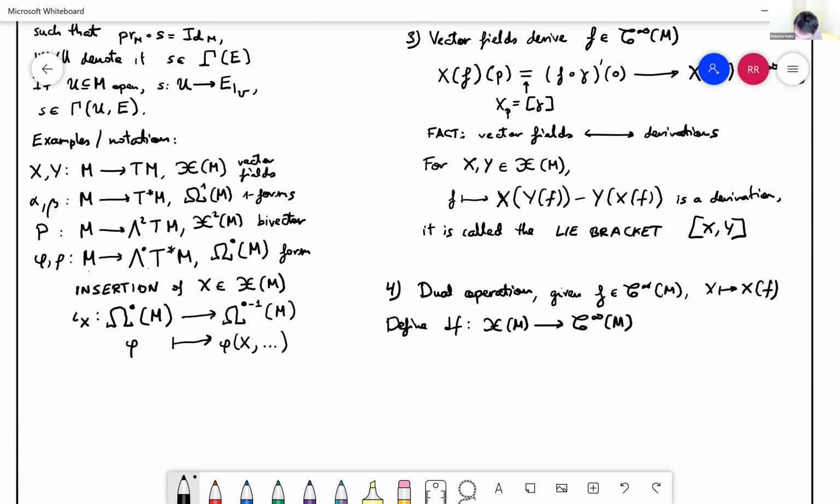And it turns out, because of the object it is, and because one forms are the dual of the vector fields, that this df that I'm defining here is a one form. So I have a map that gives me for every function a one form. And now what I can do is to extend it to all the forms.